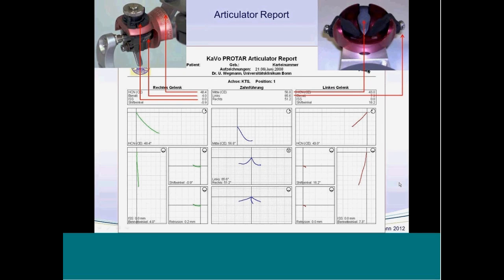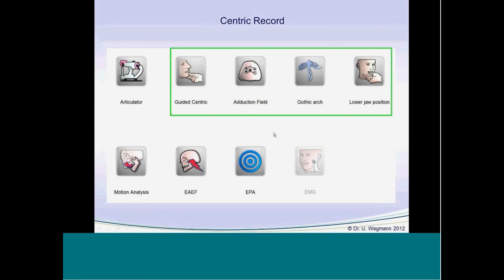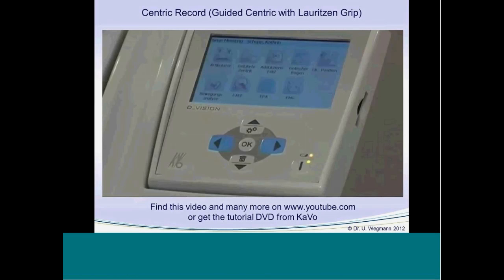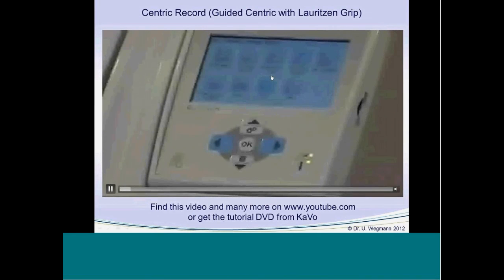Let's have a short look at the Centric Record. As an example, I will show you the workflow for the guided Centric. It's the same as what you have done before. We want to have a Centric Record. At the Digma, you start by pressing this button here, and then you have to follow the instructions on the screen. So the first measurement is not to measure the position.